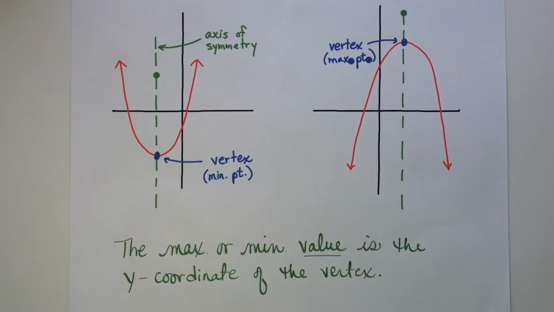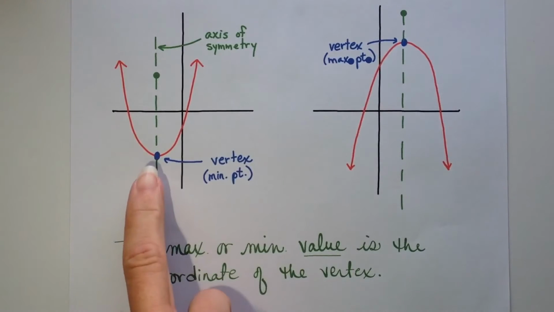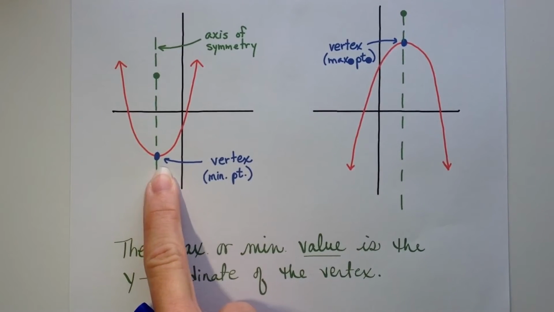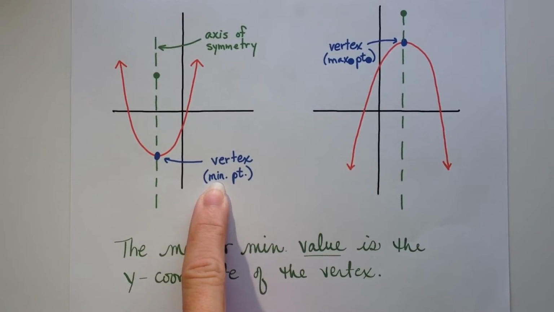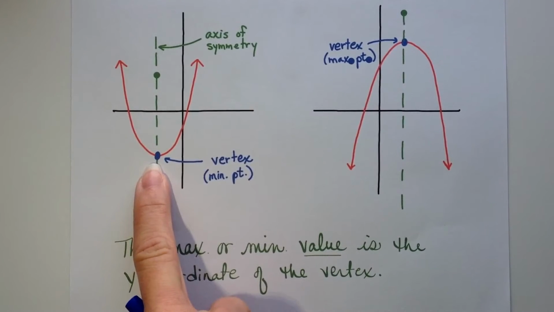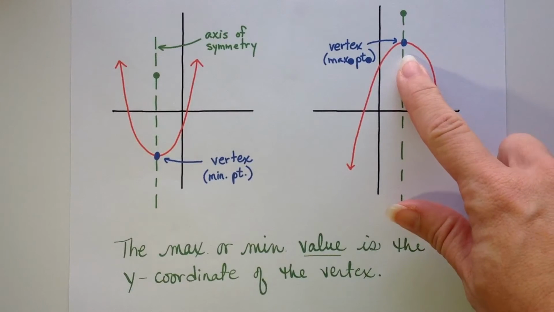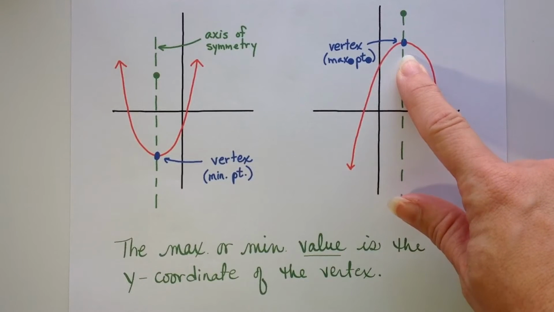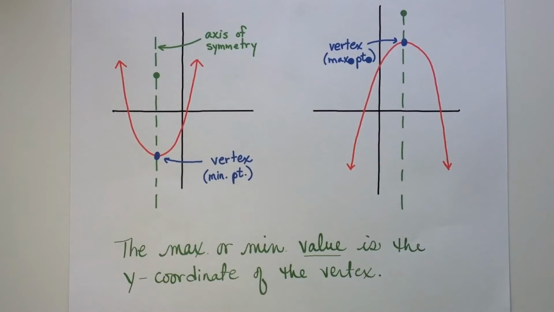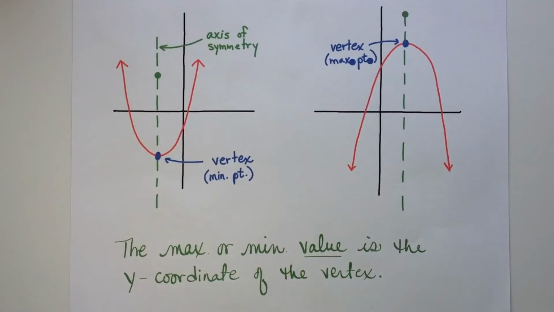You also have a vertex, as in this case I've referred to as the vertex being a minimum point, but that's because it's the lowest point on the whole graph. Whereas this other one, I've referred to it as being a maximum point because it is the highest point on your whole graph. And a little bit further into the lesson, you're going to be asked about finding a max or a min value, and that's simply just the y-coordinate of your vertex.